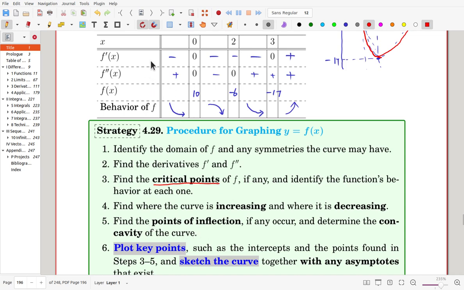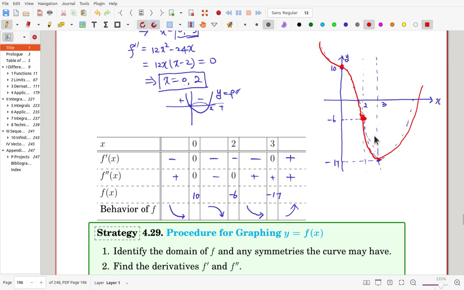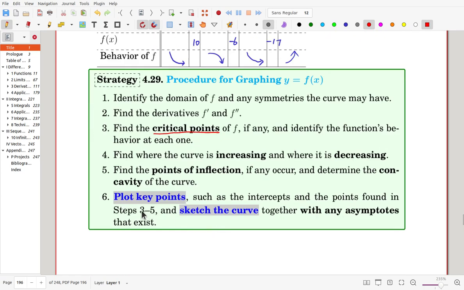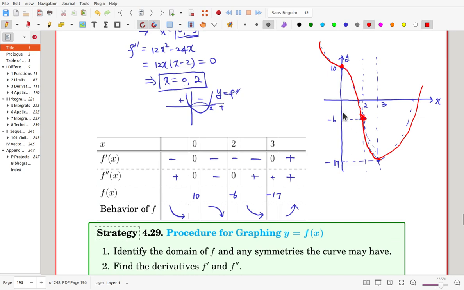Now by using the second derivative, you can find the concavity. Once it's positive, then it's concave up. Once it's negative, then it's concave down. So that you can eventually make the behavior of the function. And when you try to make the graph, you have to start by plotting key points, like the inflection points or critical points, and if possible, you may try to get your intercepts.